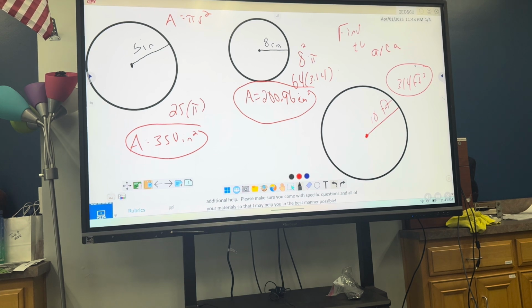We're going to be coming back to this. We're going to be coming back to these 3 problems. So it's important that you know how to find area.